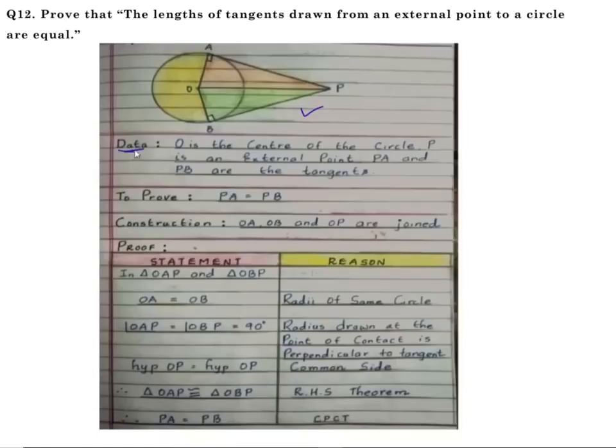You should write the data by looking at the figure. Don't learn it by heart. What is the data? O is the center of the circle. P is an external point. PA and PB are the tangents. Just look at the figure and write down the data you get from the figure. So what are the data? O is the center of the circle. P is an external point. PA and PB are what? They both are tangents. Students, a theorem you should always prove by looking at the figure.